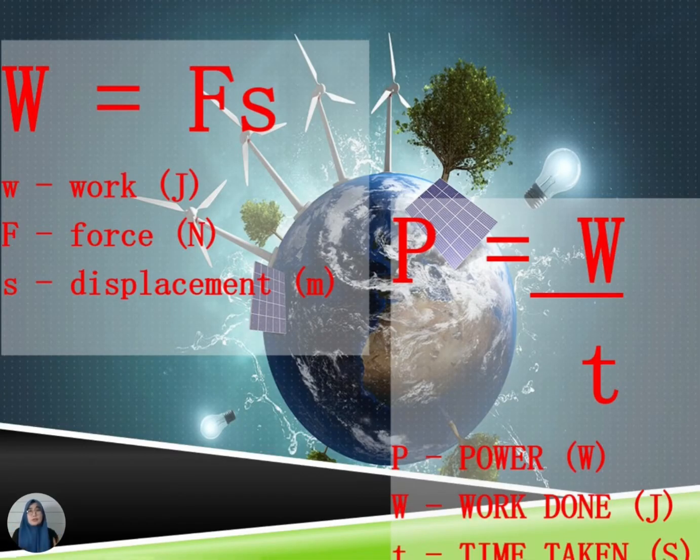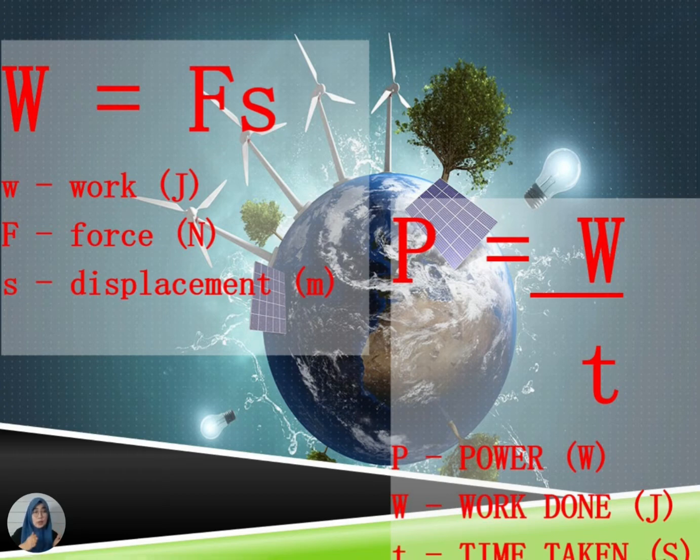Okay, so let us recap. You have learned, you must memorize 5 formulas from our previous lesson, starting from 7.1. We already covered the formula W is equal to Fs. So work done is equal to force times displacement. Don't forget the unit for the work is joule.